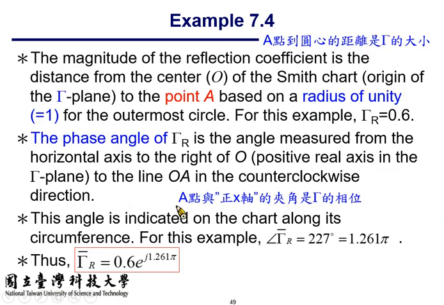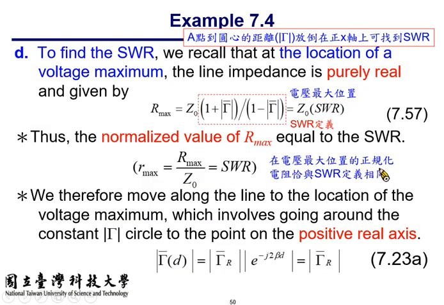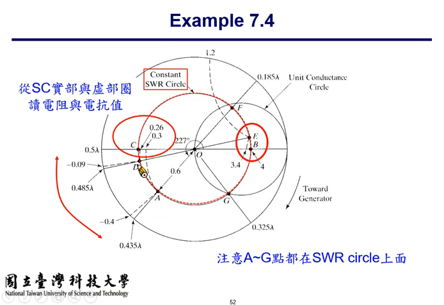All right, so what next? So we find out the D minimum is 0.065 lambda. Here you are asked to find the line impedance at D equals 0.05 lambda. So here we are moving in terms of wavelengths. It's a small distance, which is smaller than D minimum. So you will move from A to point D.